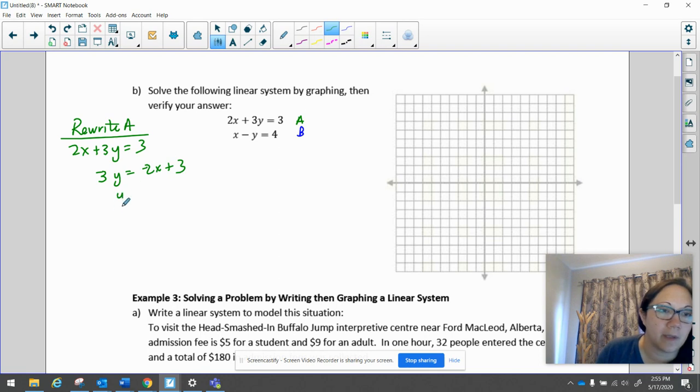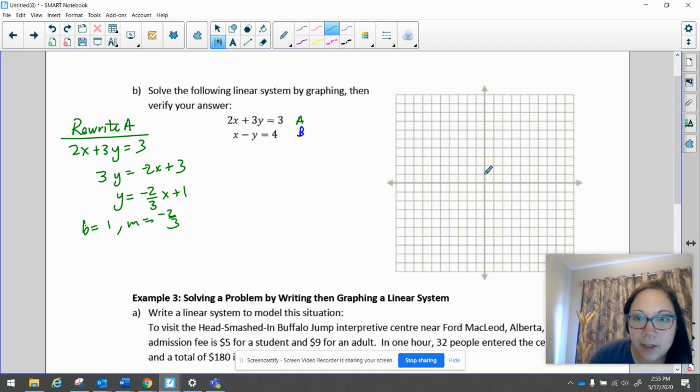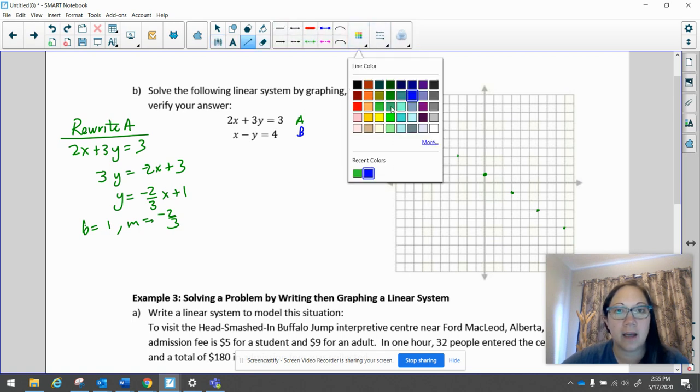So I'm going to subtract 2x from each side. Then I'm going to divide each side by 3. So I get a y-intercept of 1 and a slope of -2/3. So here's my y-intercept of 1. And then my slope of -2/3 means I'm going down 2 and over 3, down 2 and over 3, down 2 and over 3, etc. If I want to work backward, just to use up as much of the graph as possible here, I'm going to extend that direction.